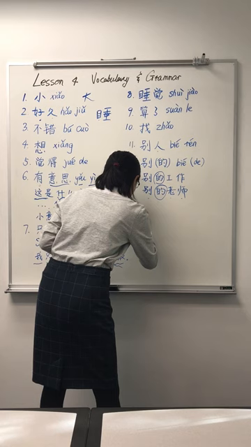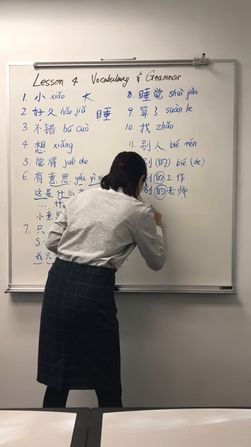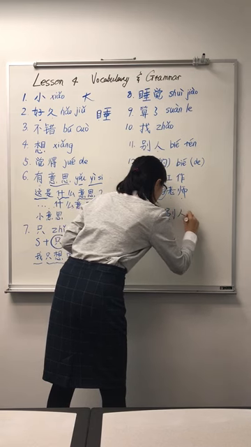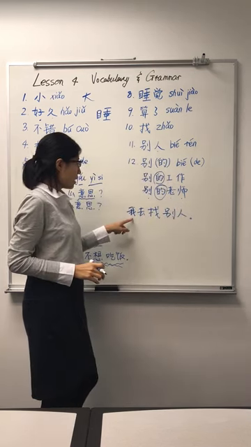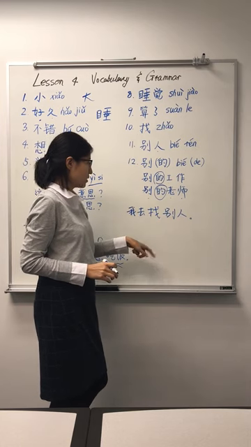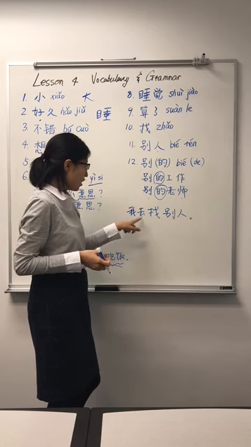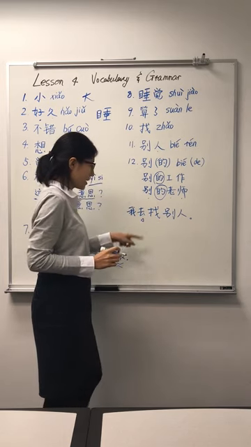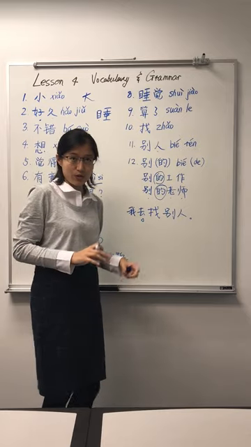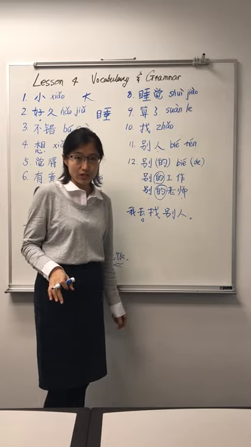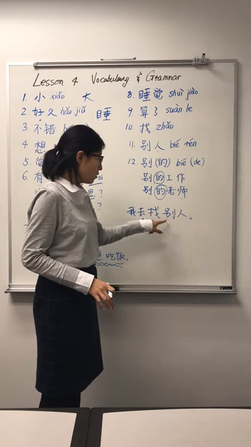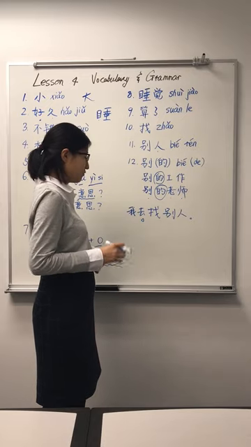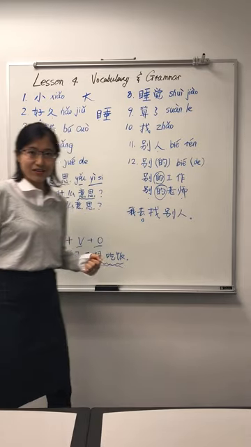So in our book, we find a sentence. 我去找别人. I'm looking for others to help me. 我去找别人. Why do we use 去 here? Because I cannot find the person here. I need to go somewhere. I need to change the location. 我去找别人 means I will find someone else to help me. Okay.